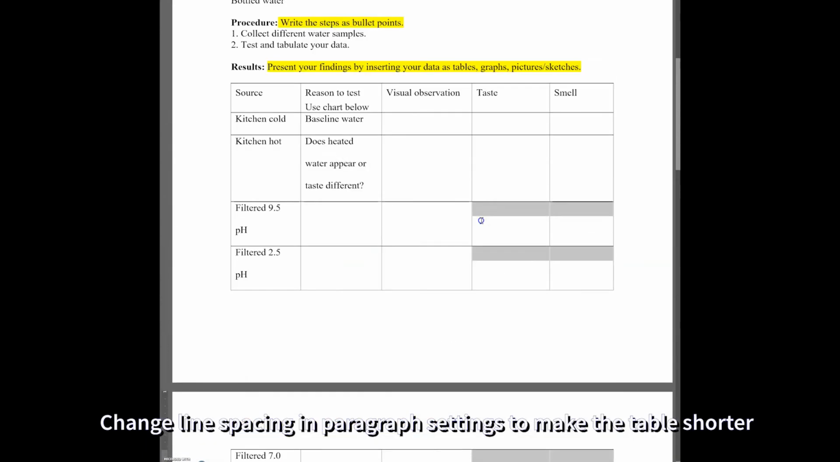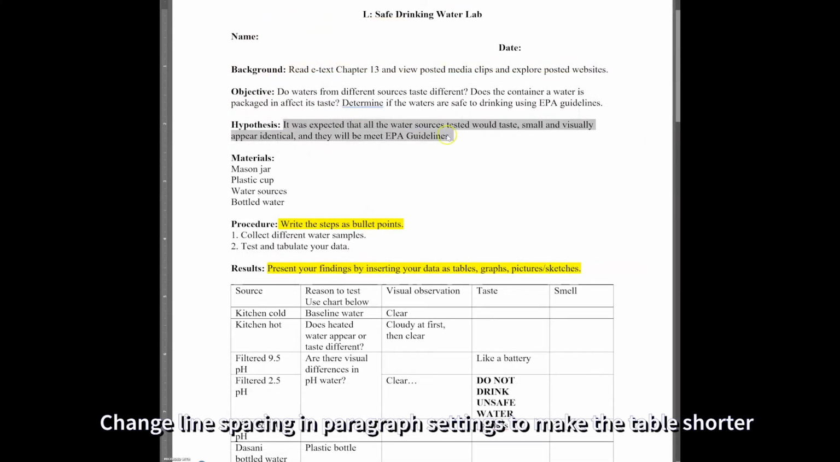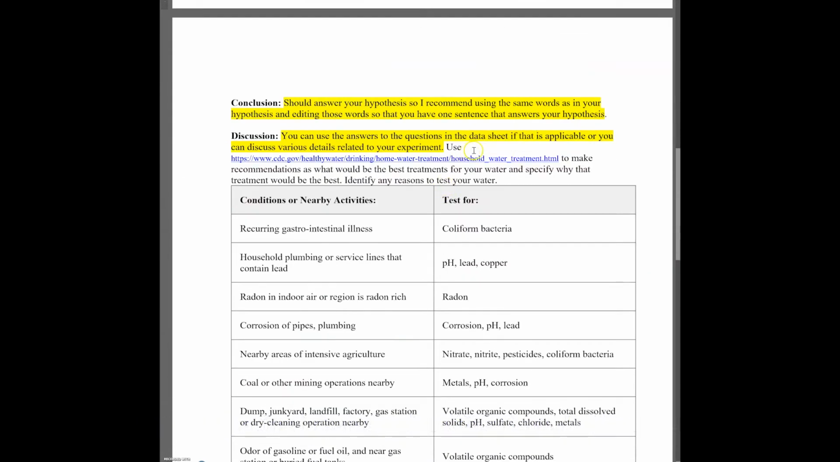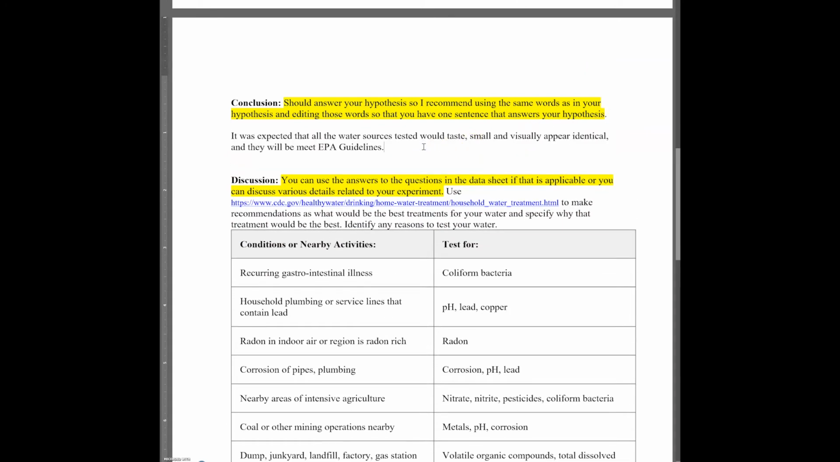Expand your results by testing if different containers affect the taste and appearance of water. Add tap water to a plastic bottle, close it, let it sit for a few minutes, and then test it. You can do the same with other water containers.